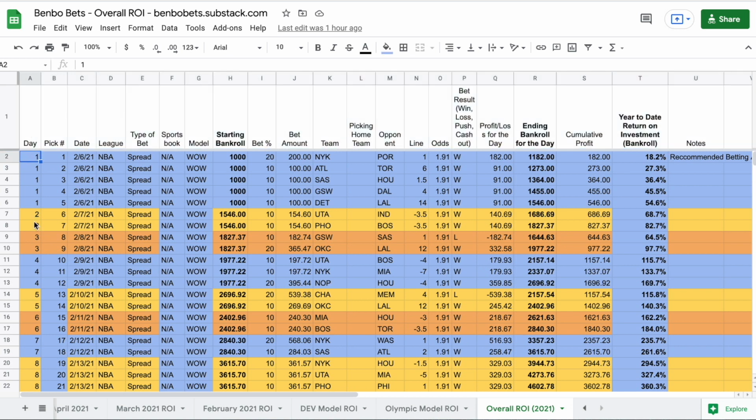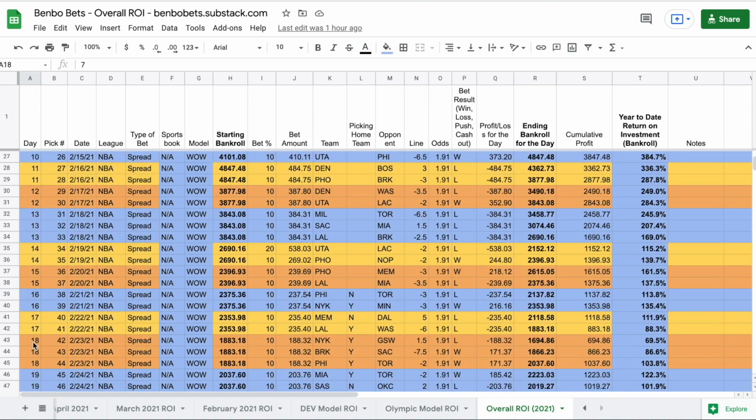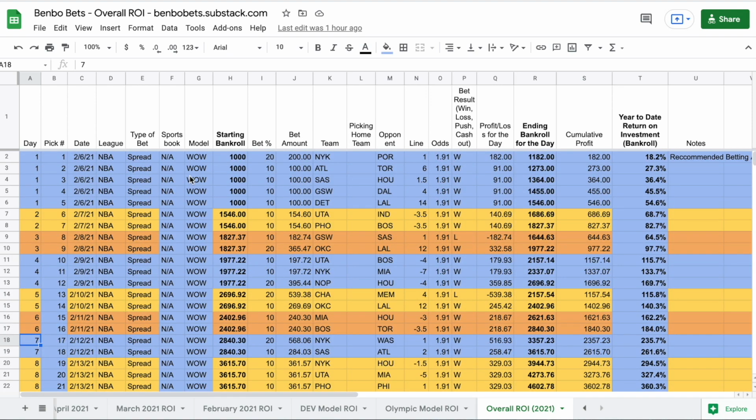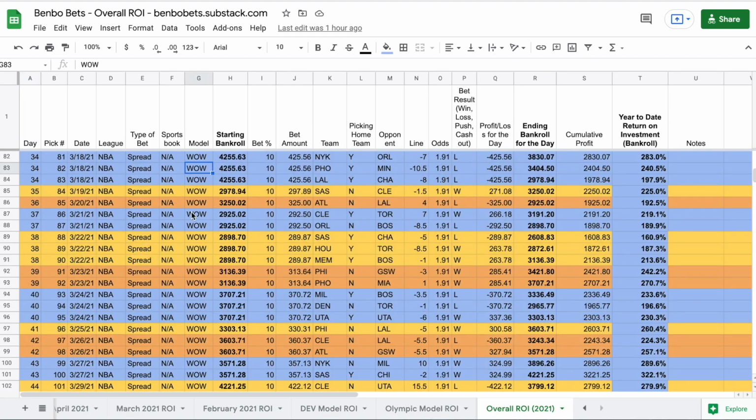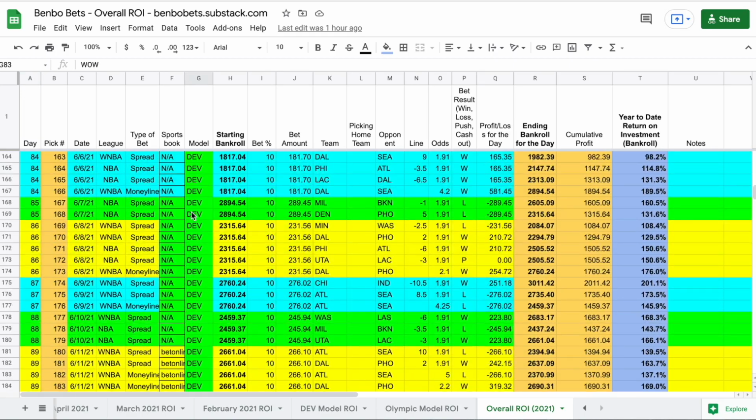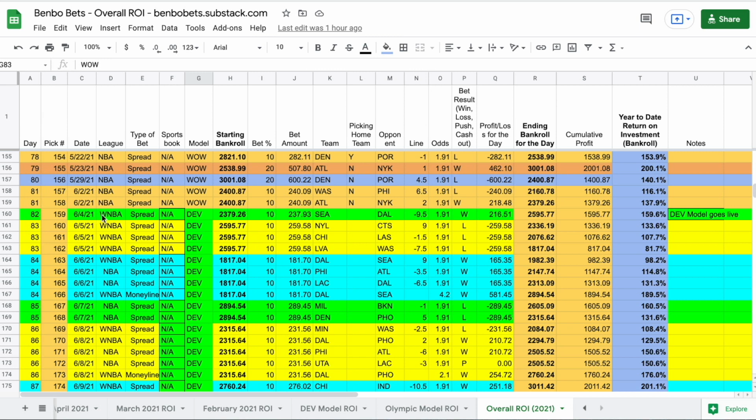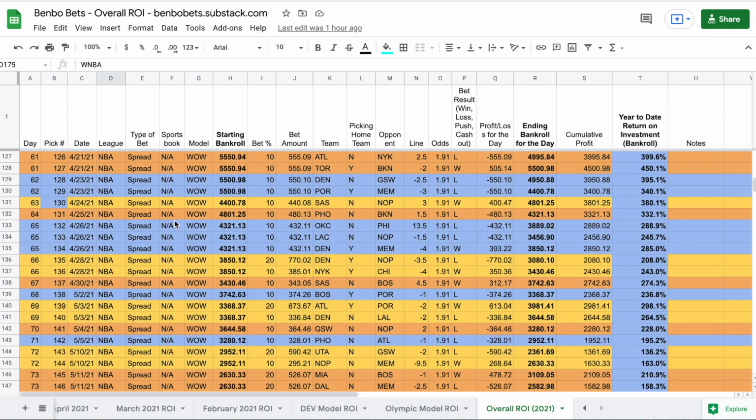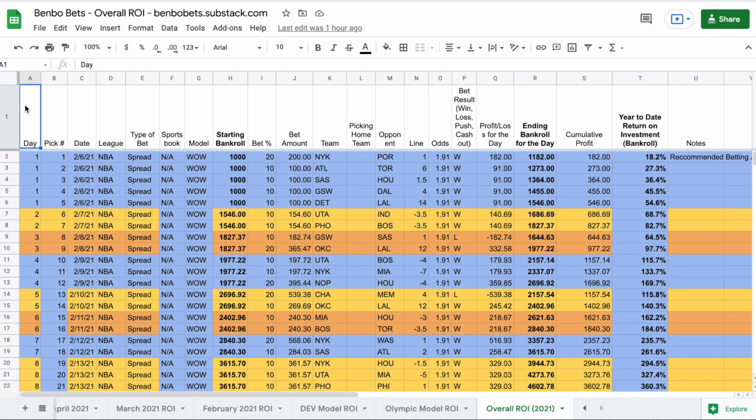Day, so this is day one, day two, day three, and I use a color coding of 3 different colors. So day one is one color, day two is a second color, day three is a third color, and then it reverts back to the day one color, just to kind of give a quick visual. Also, I shifted colors when we shifted models from the WoW model to the dev model, but the same thing remains, 3 different colors, each color indicating a different day. Okay, so that's the day column.